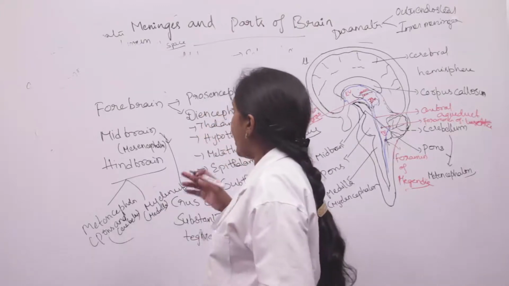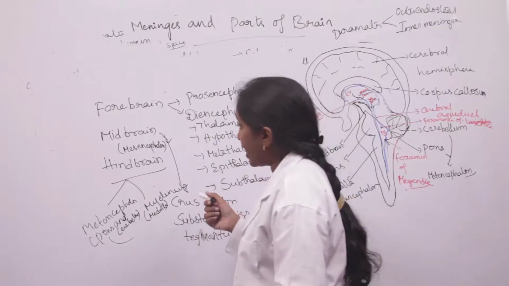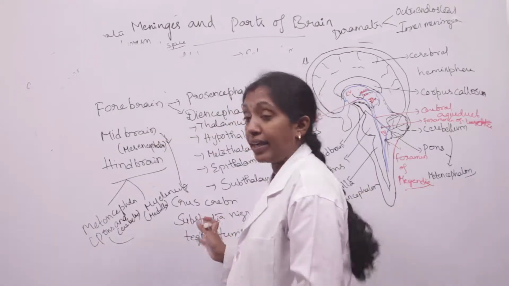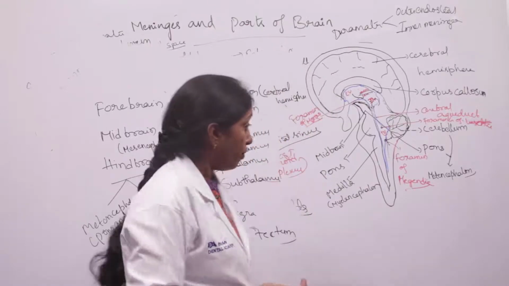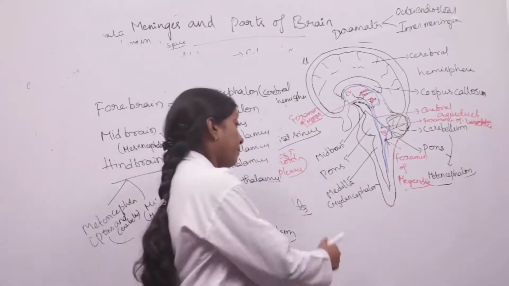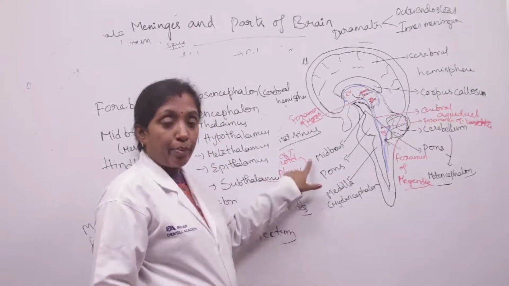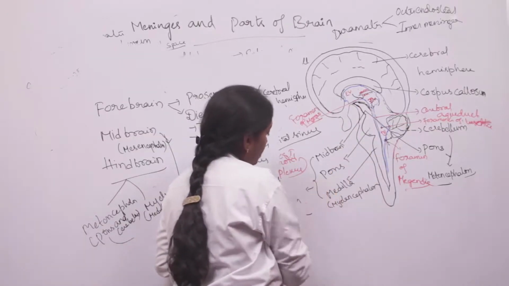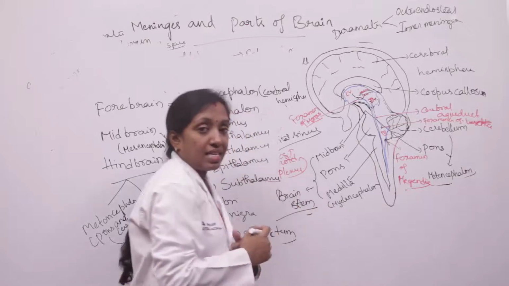Okay, so the forebrain consists of two cerebral hemispheres as well as the thalamus. Midbrain consists of mesencephalon, which consists of crus cerebri, substantia nigra, tegmentum and tectum. And the hindbrain consists of metencephalon and myelencephalon. Pons and cerebellum together form the metencephalon, and medulla forms the myelencephalon. And here the midbrain, pons and medulla together form the brainstem. Okay, these are the parts of the brain.